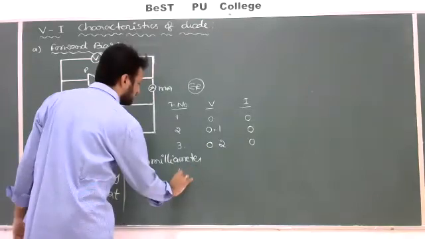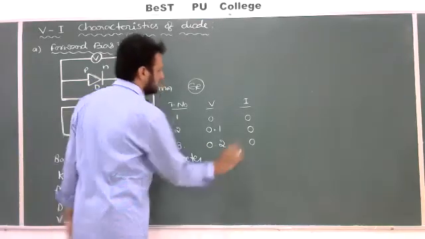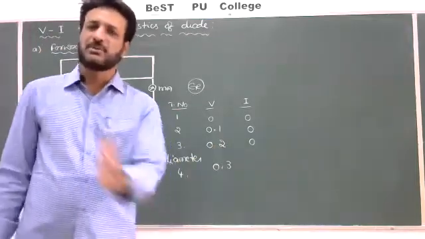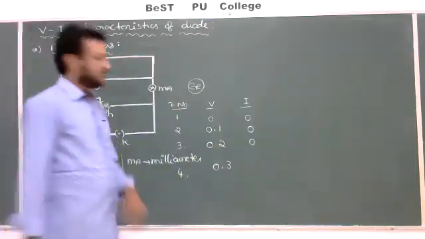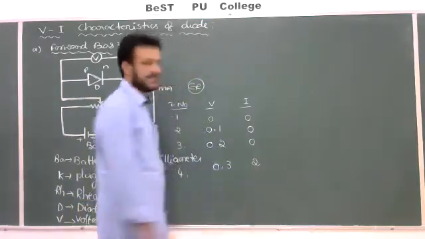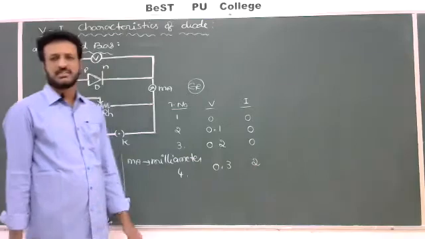Next, the fourth one, 0.3. So actually, whenever it crosses nearly 0.2, 0.25, the current begins. But here there is a flow of current. For example, I am writing 2 milliampere. A small current flows in the circuit.